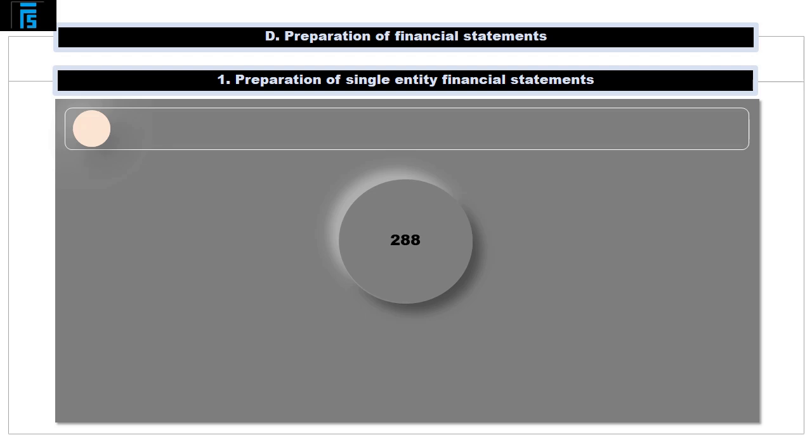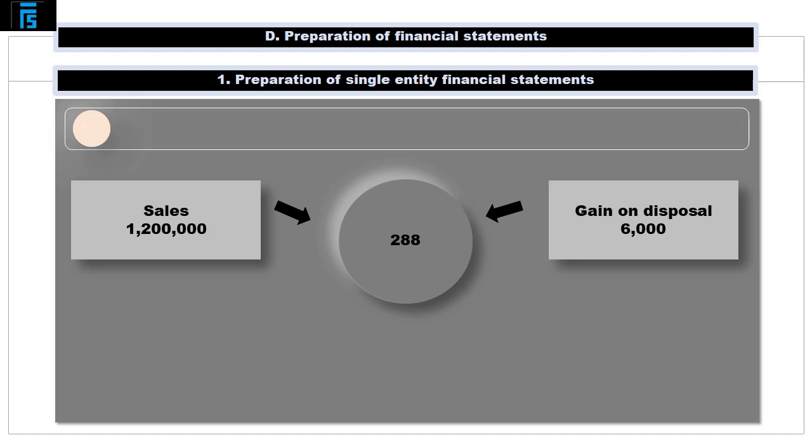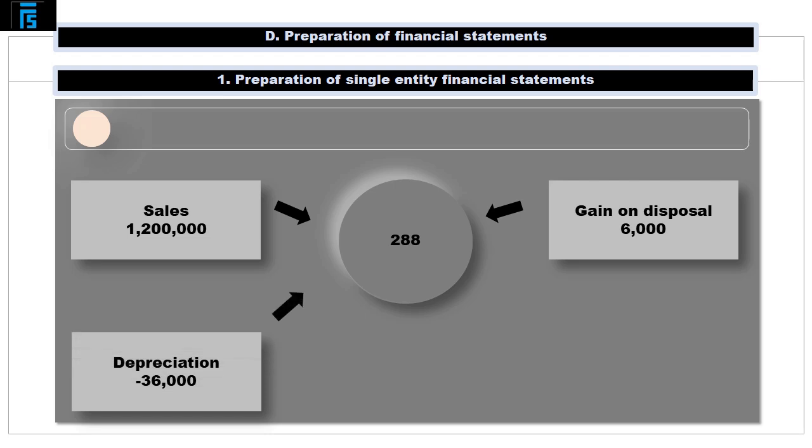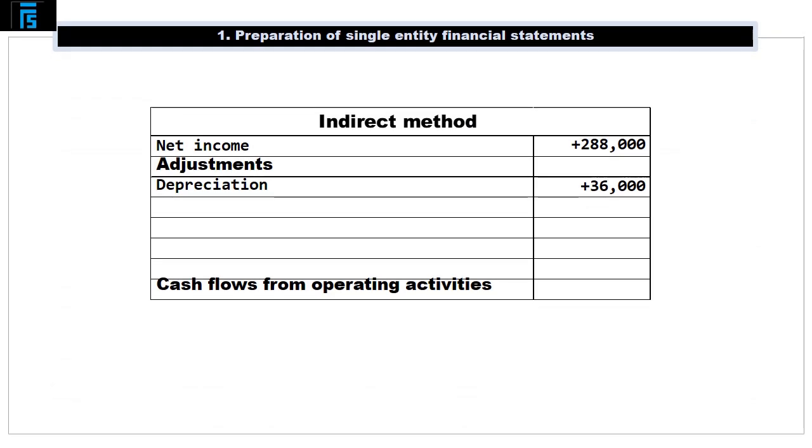So, in the middle, I will have the €288,000 of net income generated, and around it, let's write out the component parts, starting with the positive or gain-enhancing items, so that's sales, which amounted to €1,200,000, and the €6,000 gain on disposal of the fixed asset. Turning to the expenses, we have depreciation with a negative impact of €36,000, the salaries or wages of minus €42,000, and the cost of sales, which produced an €840,000 charge to profit.